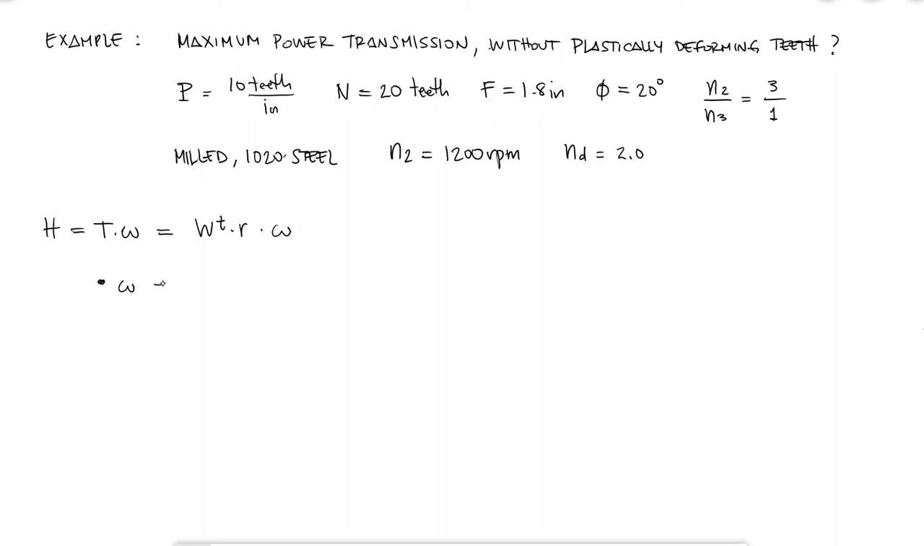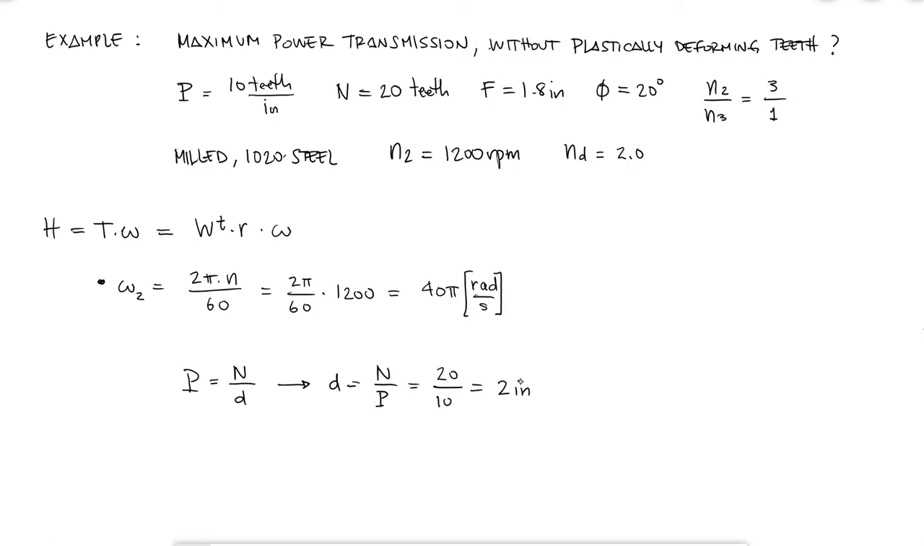We know that the angular velocity is 2 pi over 60 times the revs per minute. If the diametral pitch is number of teeth over diameter, then the diameter is 2 inches and the radius is 1 inch. The maximum tangential force that we could subject the teeth of our gear to will be given by when the bending stress at the teeth equals or exceeds the maximum allowable stress.